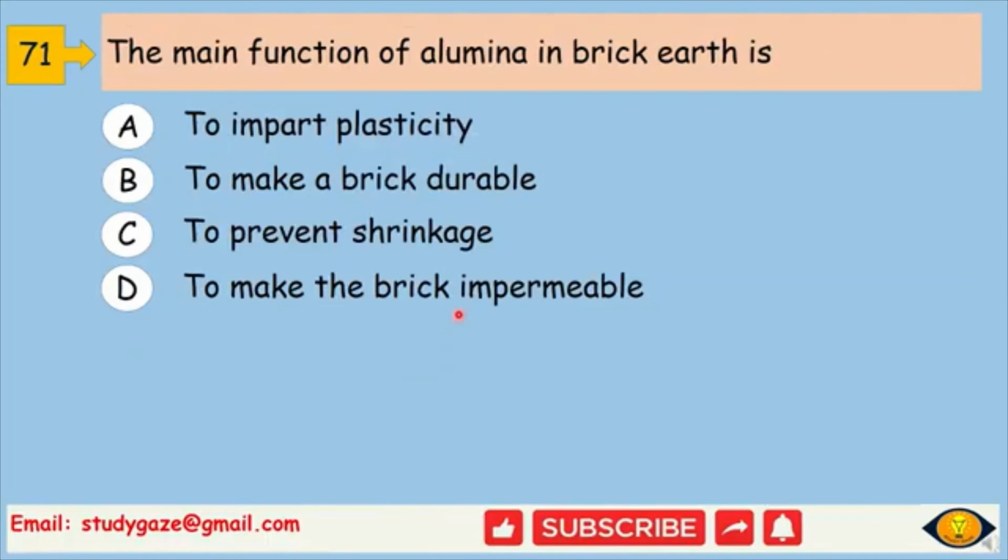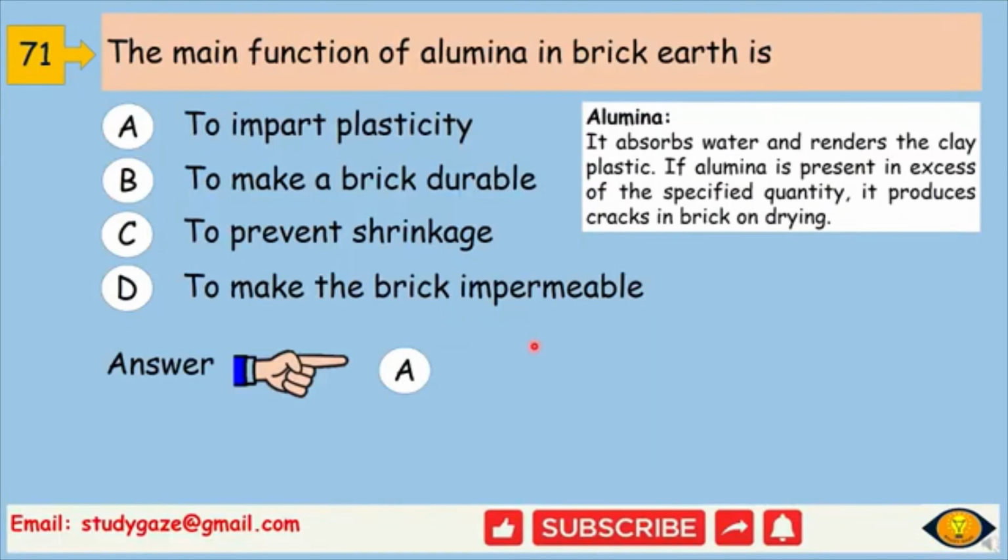71. The main function of alumina in brick earth is to impart plasticity, to make a brick durable, to prevent shrinkage, to make the brick impermeable. The answer is A. To impart plasticity. Alumina absorbs water and renders the clay plastic. If alumina is present in excess of the specified quantity, it produces cracks in brick on drying.